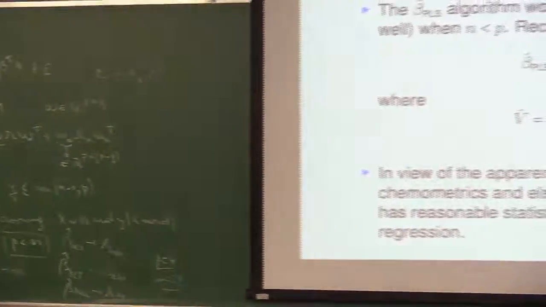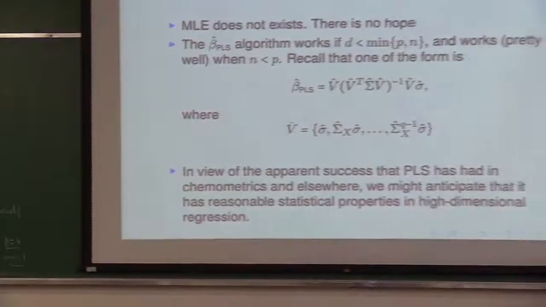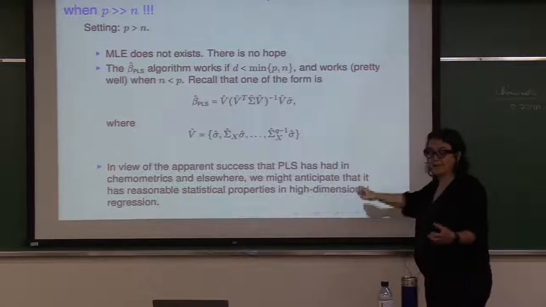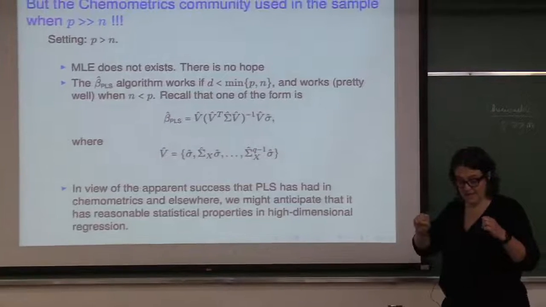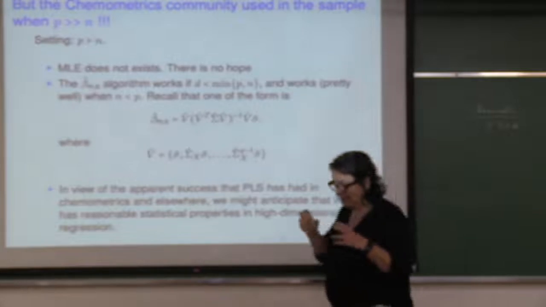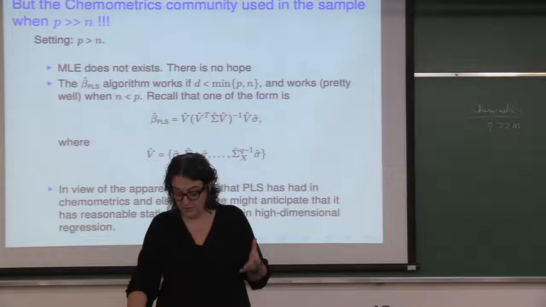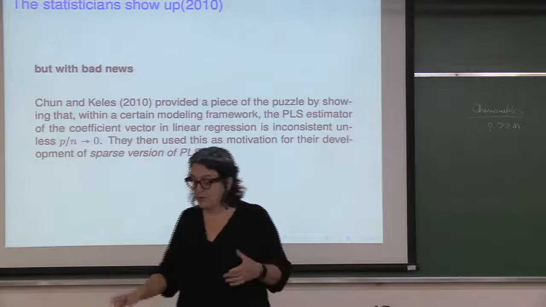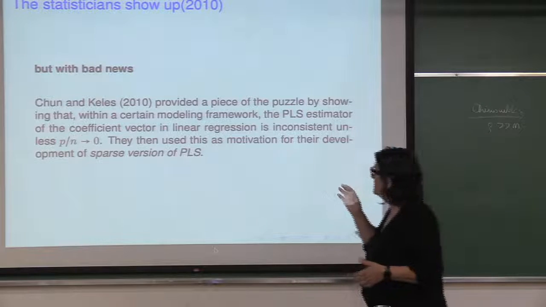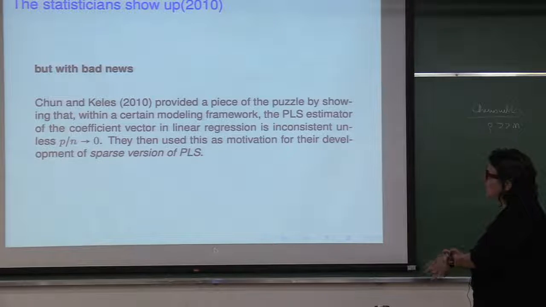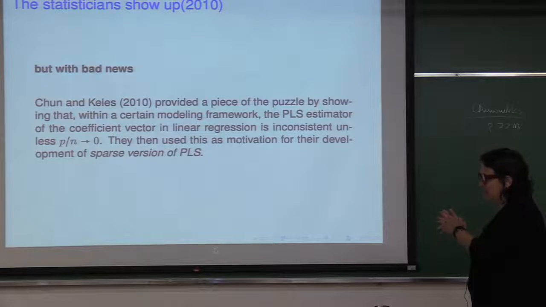And the idea is, why didn't statisticians have any consistency, any asymptotic theory for this one? This story started in 2010, when Chun and Keleş, as I show you, provided a piece showing that the only way that the beta had to be consistent is if P over N goes to zero.